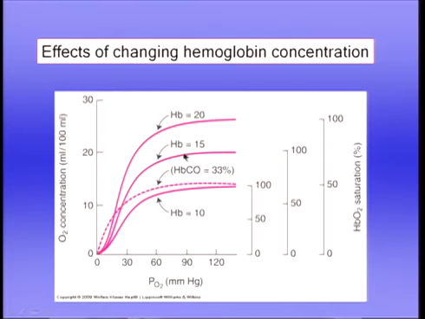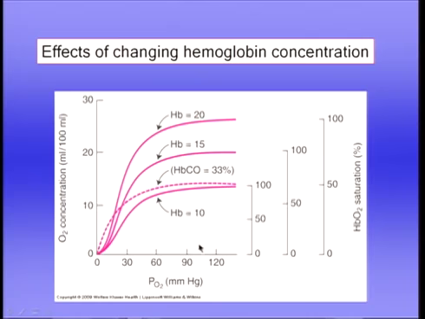Now, it's important to understand the relationships, to be clear about the relationships between PO2, oxygen saturation, and oxygen concentration. Because in physiology generally, and certainly in clinical medicine, it's important to understand how various abnormal conditions affect these variables. So let's look at some of them here. Let's take normal blood with a hemoglobin concentration of 15.